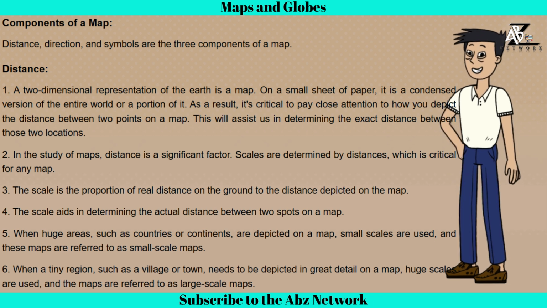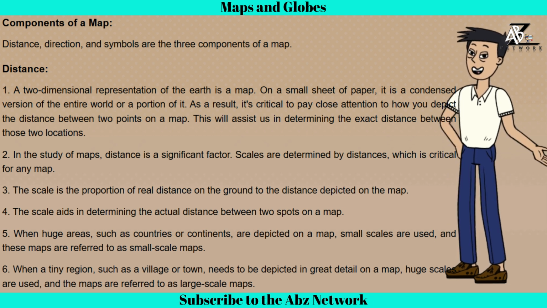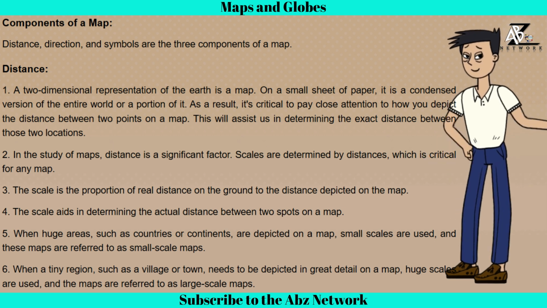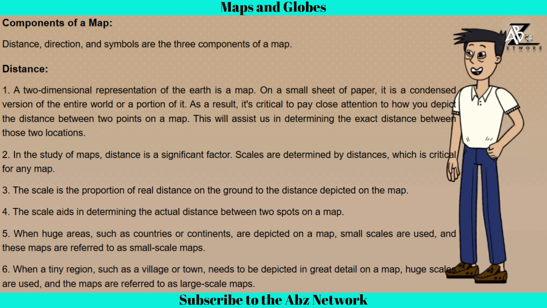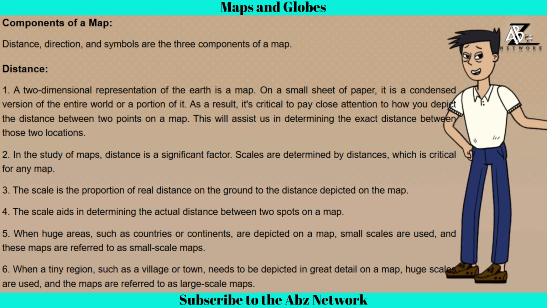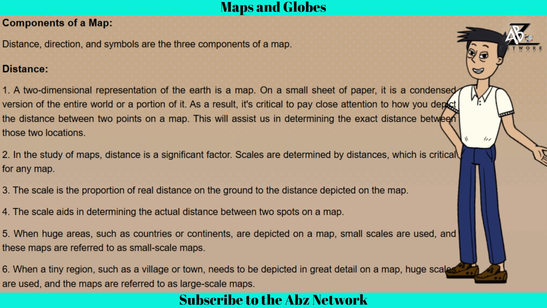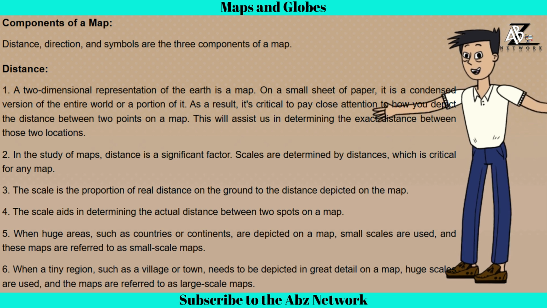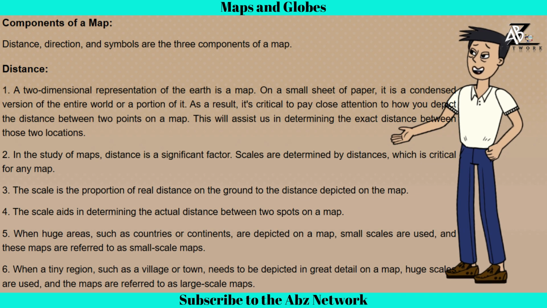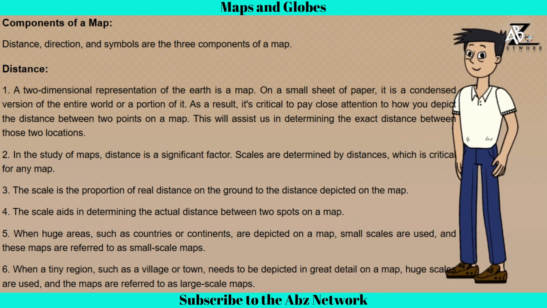Fifth, when huge areas such as countries or continents are depicted on a map, small scales are used and these maps are referred to as small scale maps. Sixth, when a tiny region such as a village or town needs to be depicted in great detail on a map, large scales are used and the maps are referred to as large scale maps.